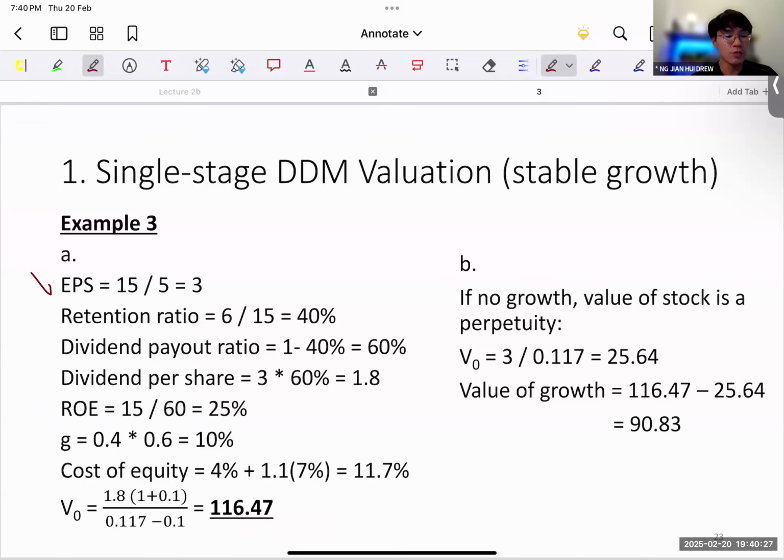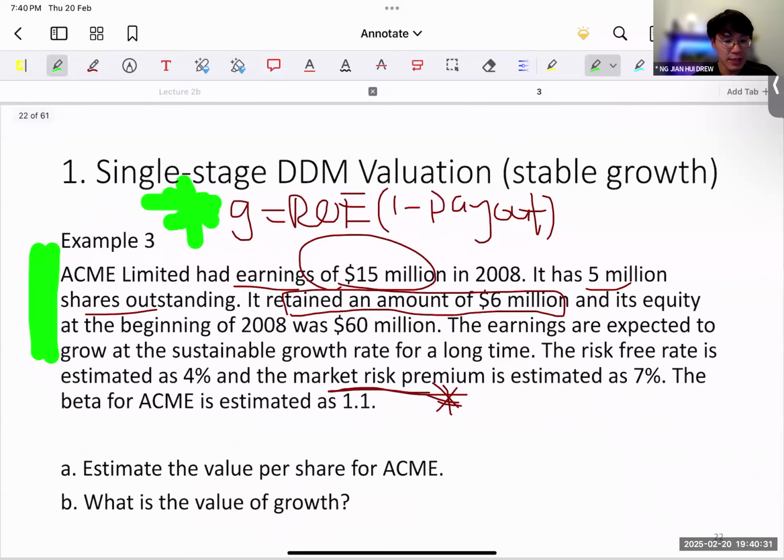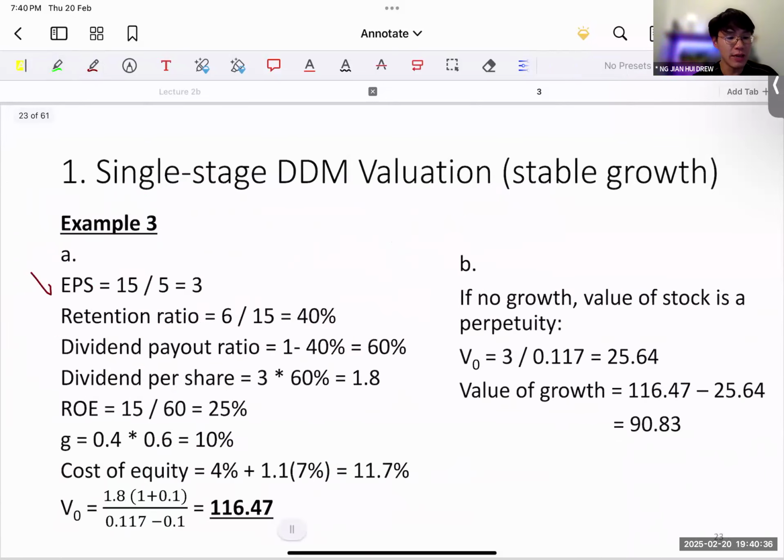Retention ratio, because we know that, let's just see, what did we mention here? We mentioned that 6 million is being retained. So your retention ratio is 6 divided by 15. What is being retained means that 1 minus what is being retained is what is being paid out, which is your dividend payout ratio of 60%. And so you pay out 60% of your earnings, right?